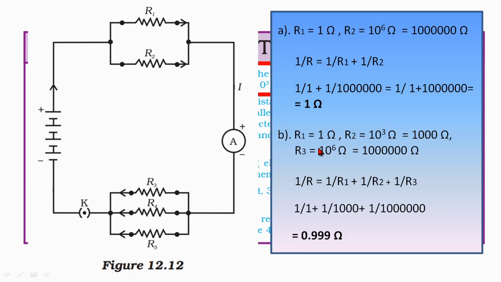In part B of the question, it asks what if we join three resistors, where R1 is 1 ohm, R2 is 1000 ohm and R3 is 1 million ohm. In that case, the resultant combination is 1 over 1 plus 1 over 1000 plus 1 over 1 million, which comes to about 0.999, which is also about 1 ohm.